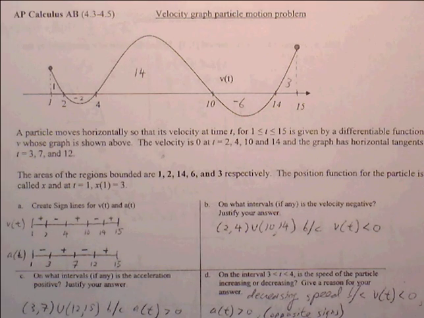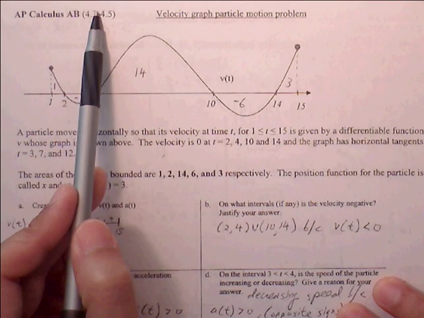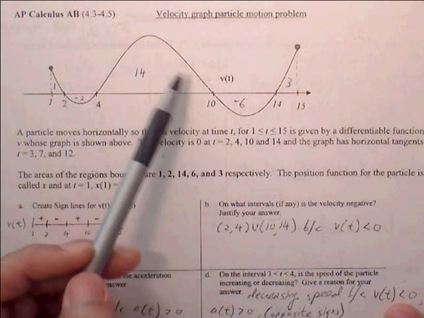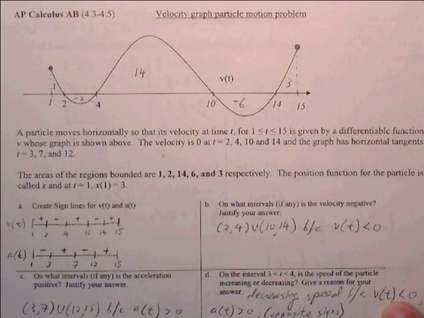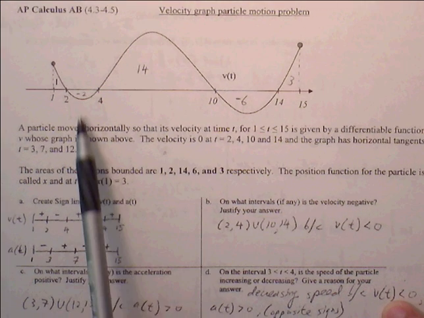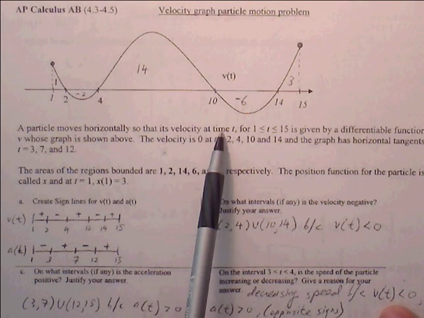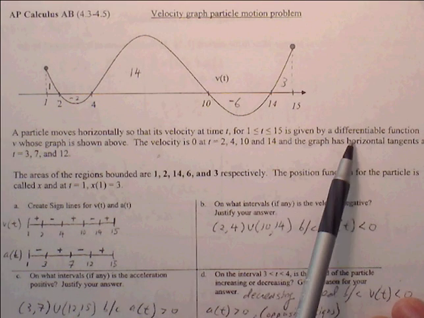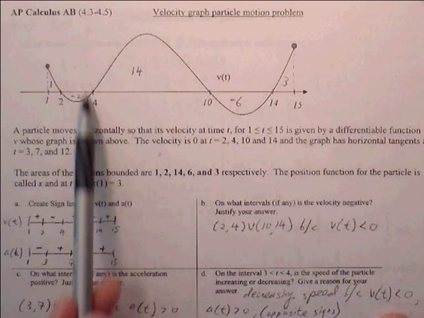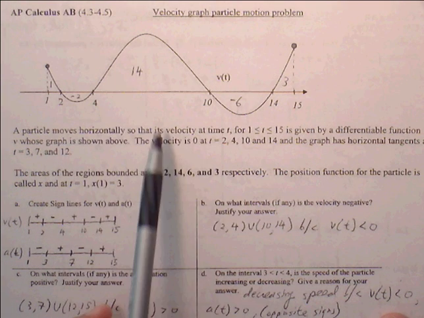Hey, we're looking at the back page of the 4345 morning quiz review. This is a velocity graph particle motion problem. A particle moves horizontally, so that its velocity at time t for t values between 1 and 15 is given by a differentiable function. The velocity is given, so we're looking at the velocity function here.